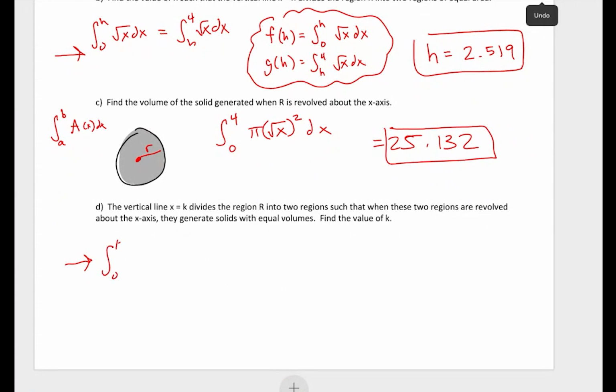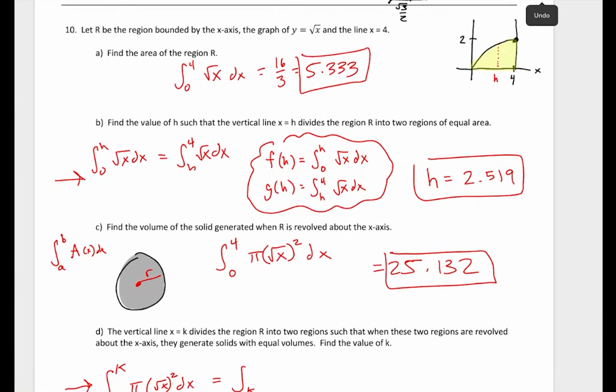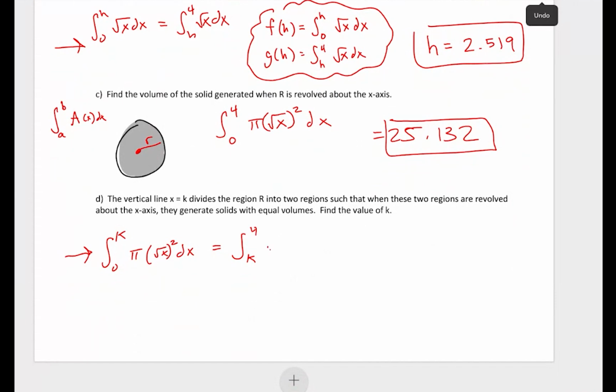The first one's from 0 to k, and that's going to be pi times r squared, so this root x squared dx. And we want that to be equal to the volume between k and, was it 4? Pretty sure it was 4. Yep, 4, pi times root x squared dx. Just to simplify this out, I think it might be worth it. We could factor out a pi and just write the square root of x squared as x. That makes it pretty easy. And then also factor out the pi on the right side.